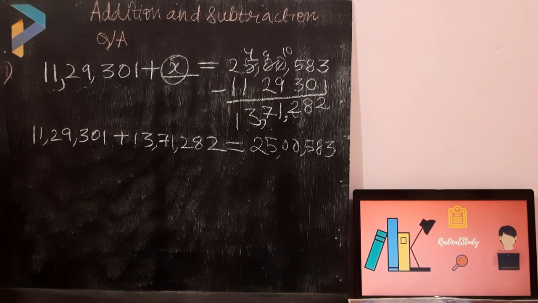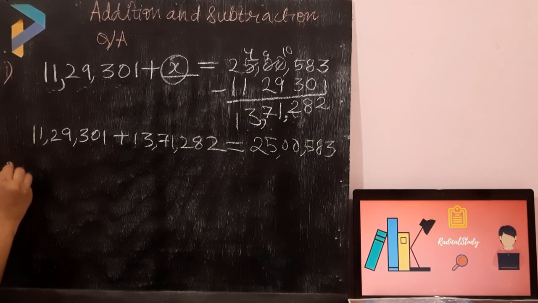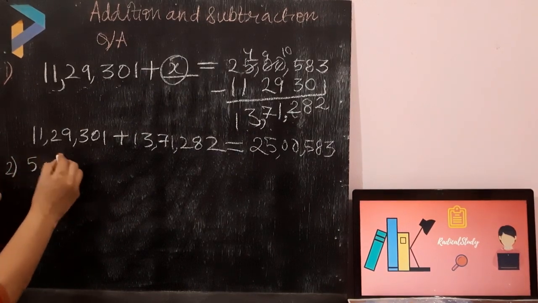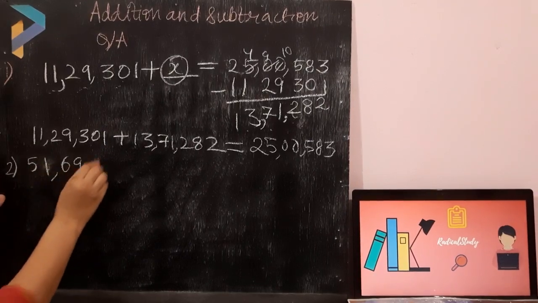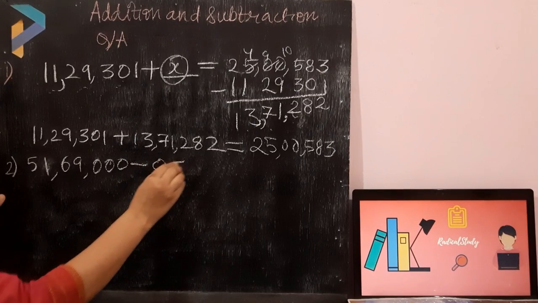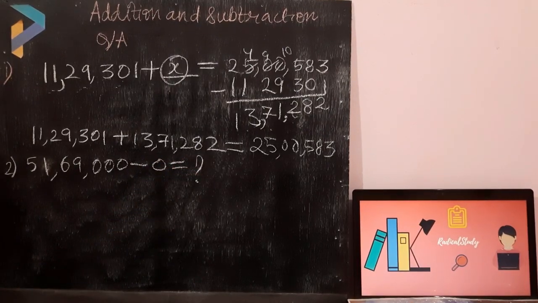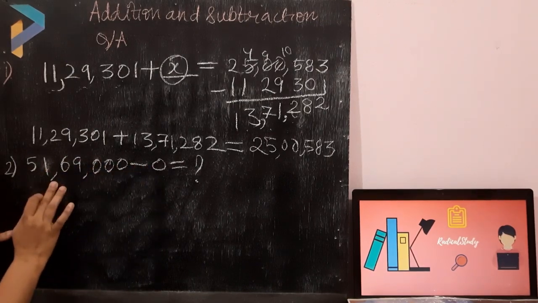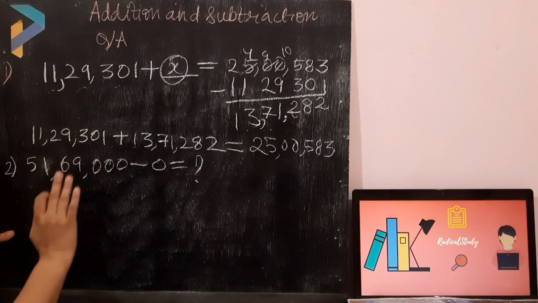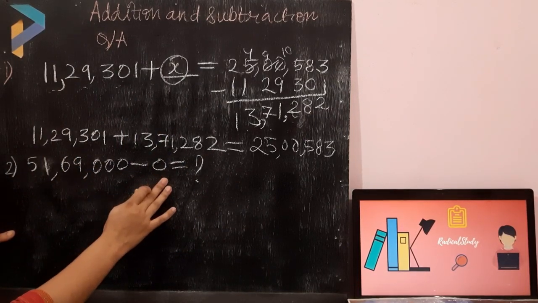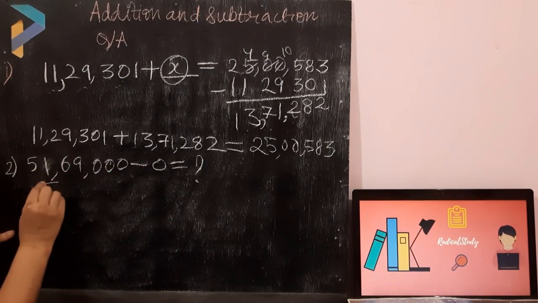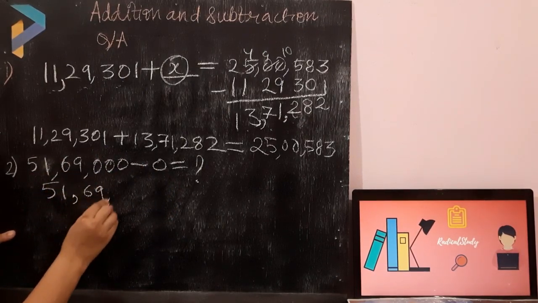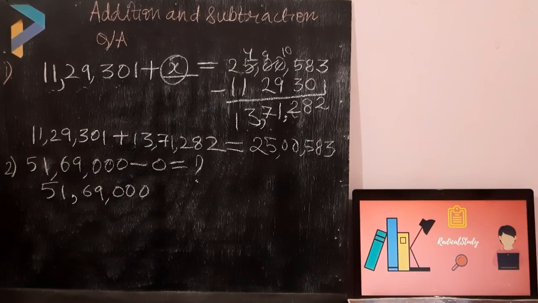Now I am going to solve the second question for you. The second question is 51,69,000 minus 0 is equals to. Please tell me what will be the answer. Yes students, you all are right. As I have told you in the addition and subtraction fact, whenever we add 0 to a number, the answer is the number itself. In the same way, when we are subtracting 0 from a number, the answer is the number itself. So the answer will be 51,69,000. So second question is also solved.